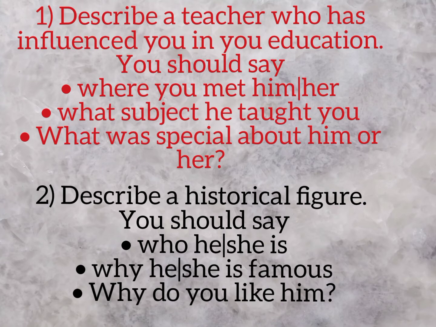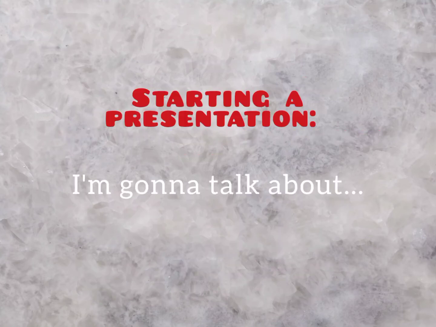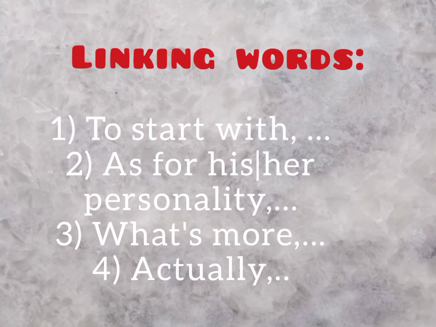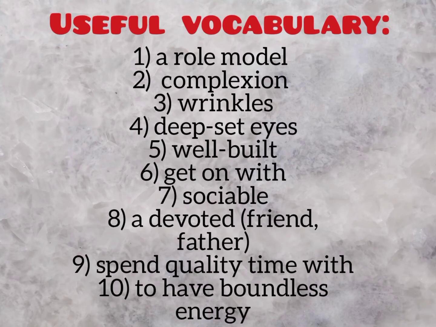You can also add some traits to the person you're talking about, even if he or she doesn't indeed possess them. So you will show your examiner that you know a variety of topic-related words, but do not just enumerate somebody's qualities. Extend your answers by giving examples. To sound more natural, you may start your presentation with "I'm gonna talk about" instead of "I am going to talk about." To make your speech well structured, do use some linking expressions like "to start with," "as for," "what's more," "actually." Here you can see some useful words for the speaking test.